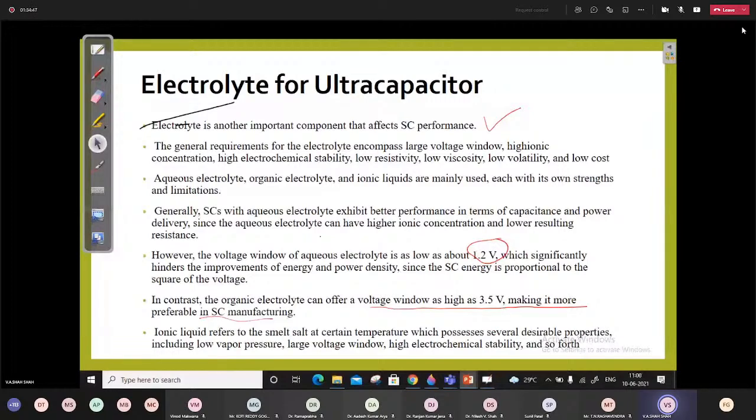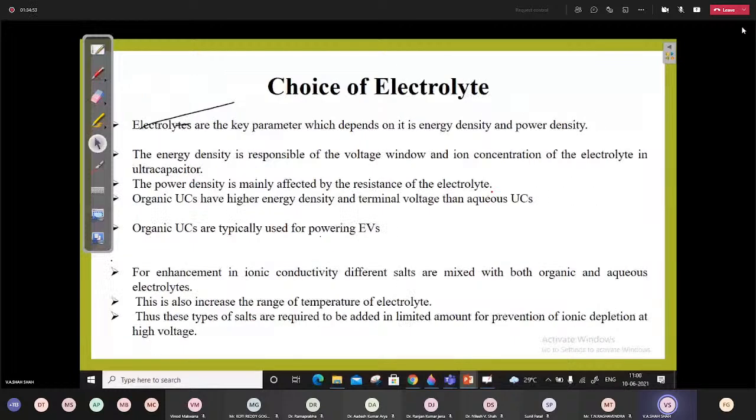These are the key parameters on which energy density and power density depend, as I have already told you. Energy density is determined by the voltage window and ion concentration of the electrolyte in the supercapacitor, and power density is mainly affected by the resistance of the electrolyte. So organic SCs have higher energy density and terminal voltage than aqueous SCs. Organic SCs are typically used for powering EVs. For enhancement in ionic conductivity, different salts are mixed with both organic and aqueous electrolytes.